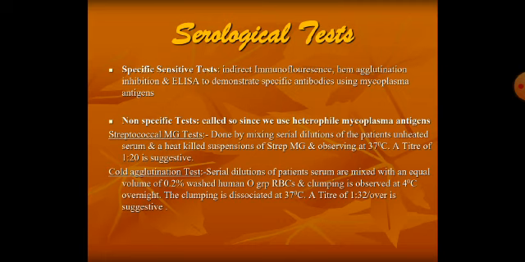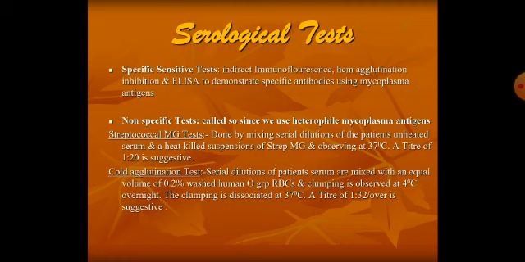Coming to the non-specific tests, they are called so because we are not using the Mycoplasma antigens, but we are using a substitute for that, which is known as the heterophile Mycoplasma antigens. So, what are the two tests? First one, we have the streptococcal MG test, and the second one is the cold agglutination test. In the streptococcal MG test, we are using the streptococcus as our antigen to detect the level of the antibodies.